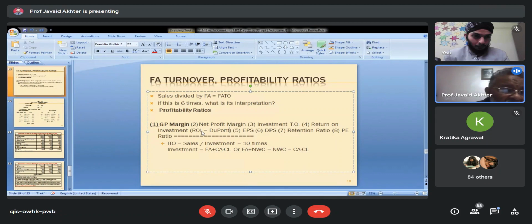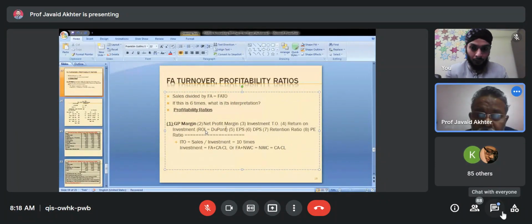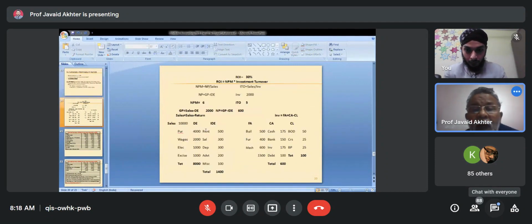I have just seen this slide is available there. So before I proceed, if there are questions, you can ask. Otherwise, I'll start explaining the meaning and the calculation of return on investment. Okay, if no questions, I'll proceed.